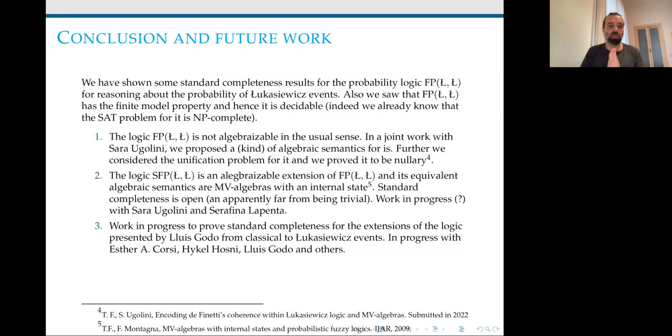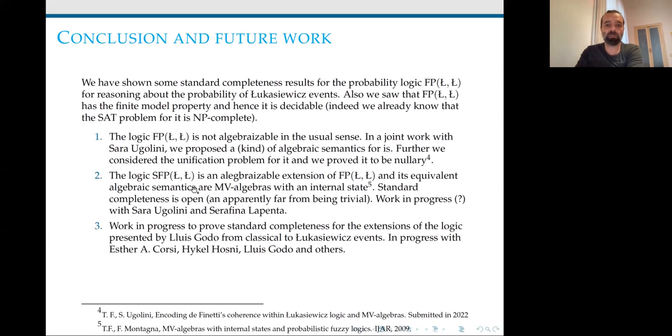So just to conclude, I want to spend a couple of minutes on the future work on this setting. The first point is related to something that I think Paolo Aglianò asked Luis a couple of days ago, because he said, well, this logic is not algebraizable. In fact, these kinds of logics are not, in the usual sense, in the sense that there is not a variety or a quasi-variety of algebras that is the equivalent algebraic semantics for this logic. Maybe they are algebraizable in other, more general ways.